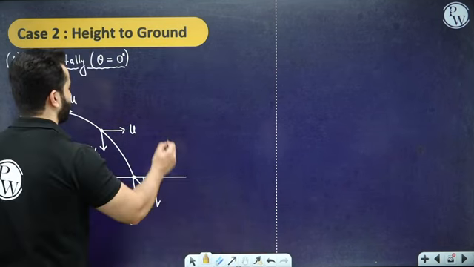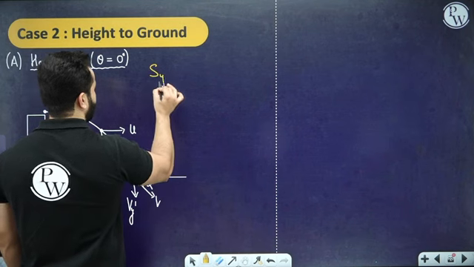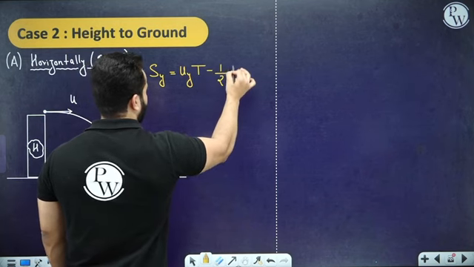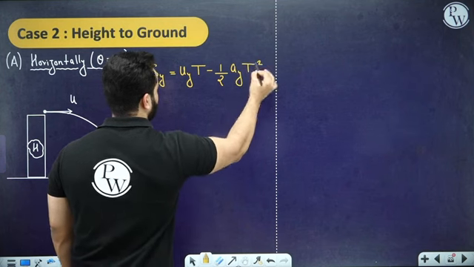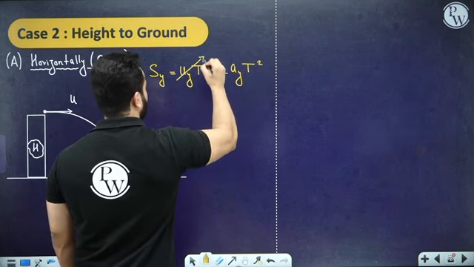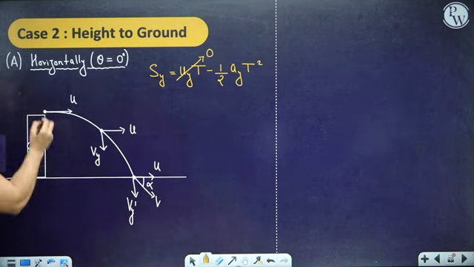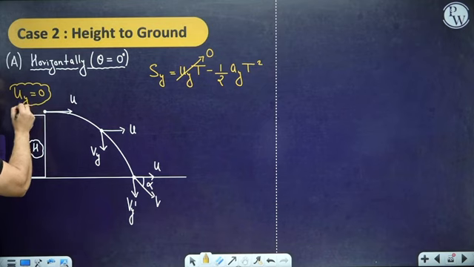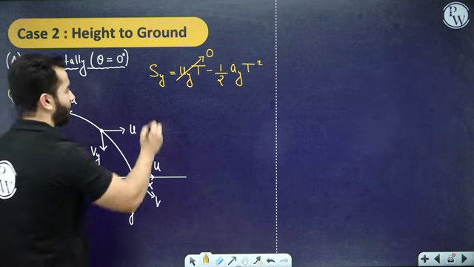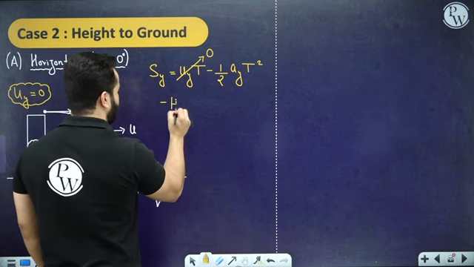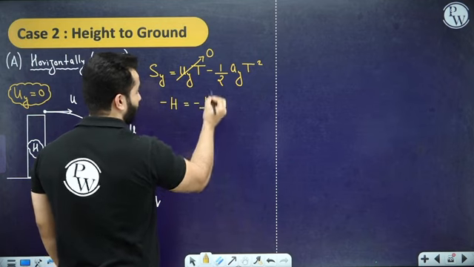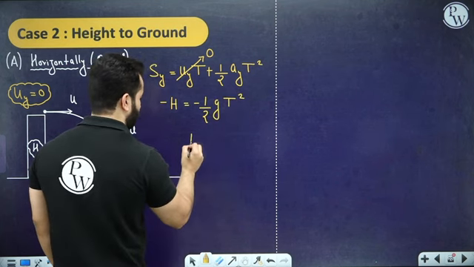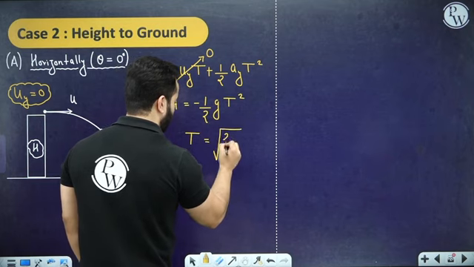for finding out the time, we can write Sy equals Uy into time of flight minus half Ay into t square. So we know that there is no initial velocity in y direction. Is that correct? Uy was 0. There is only ux. That's what horizontally thrown means. So by this logic, instead of Sy, I am going to write minus h. Ay is negative. So this will be your time of flight. So time of flight is going to be root of 2h by g.